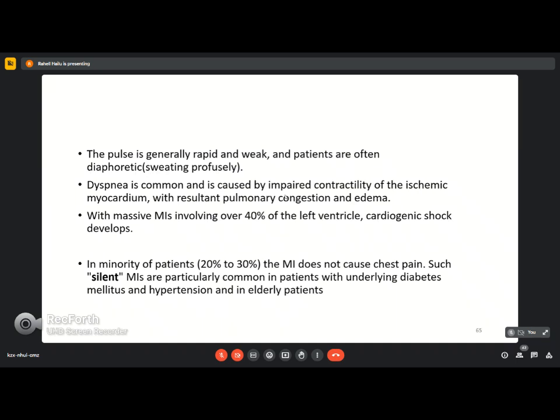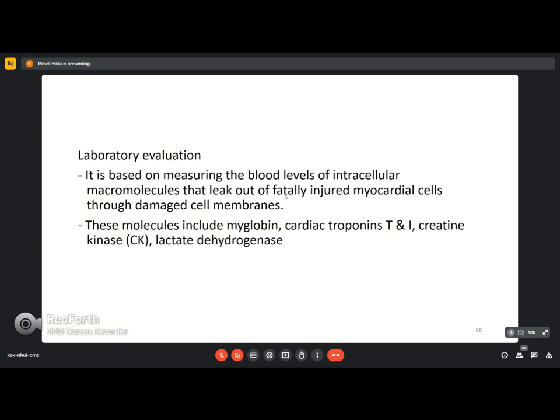In a minority of patients, the MI does not cause this chest pain, and they're called silent MIs. They're particularly common in diabetic patients, where due to the hyperglycemia they have some sort of autonomic blunting or autonomic neuropathy. So they cannot really feel the pain. So silent MIs are MIs that are ongoing but are left unnoticed. So they are more likely to cause sudden cardiac death in patients with diabetes. And MI is the commonest cause of death in diabetic patients worldwide.